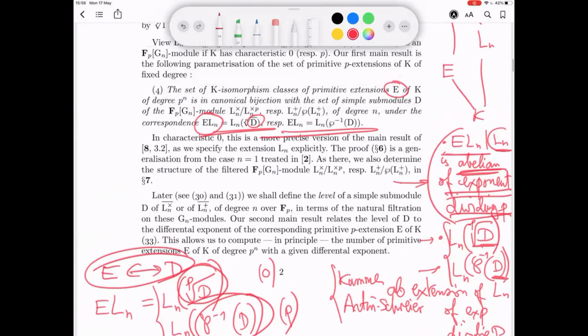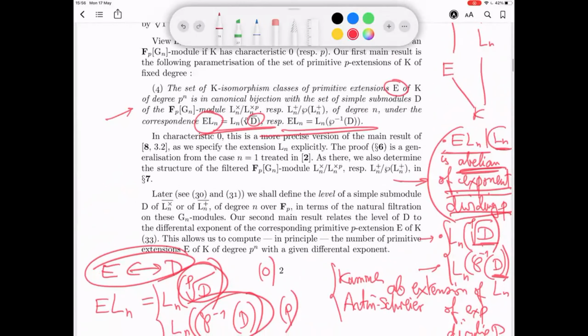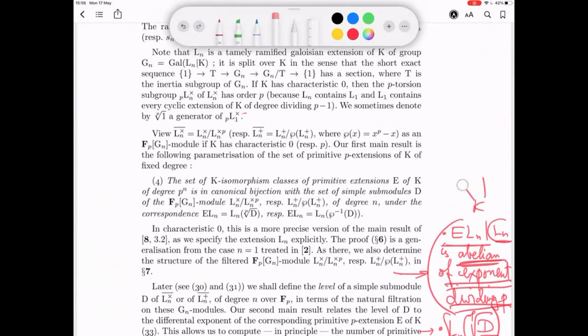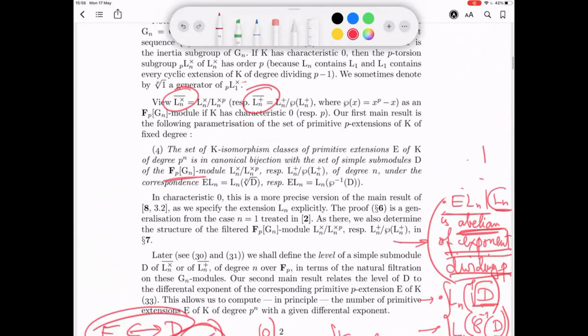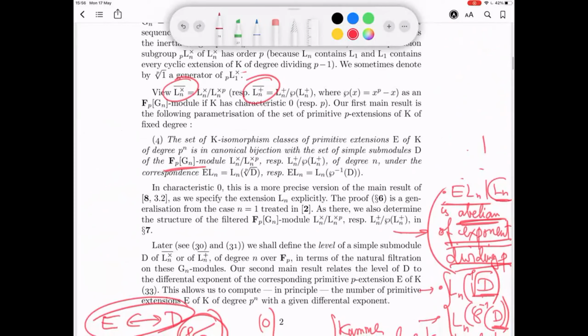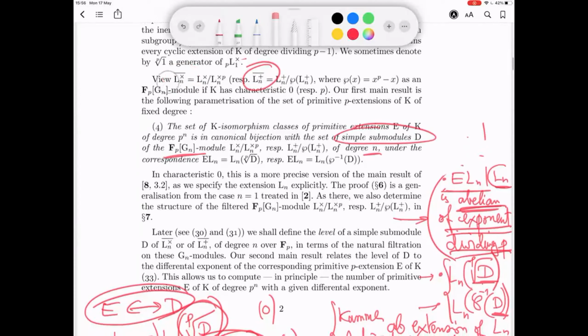And the point, or the assertion, the theorem, is that this map E going to D is a bijection. So that's the content of this theorem. And now you see why we were looking at the structure of this kind of module as a Galois module, because we are now going to have to look for simple submodules of various degrees. So this is the main statement.